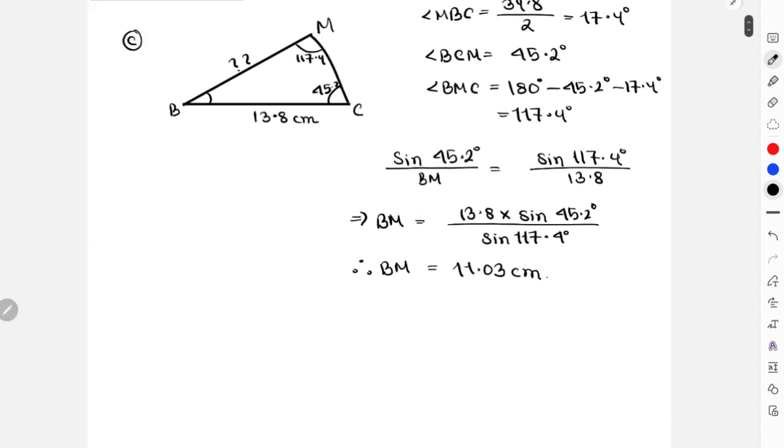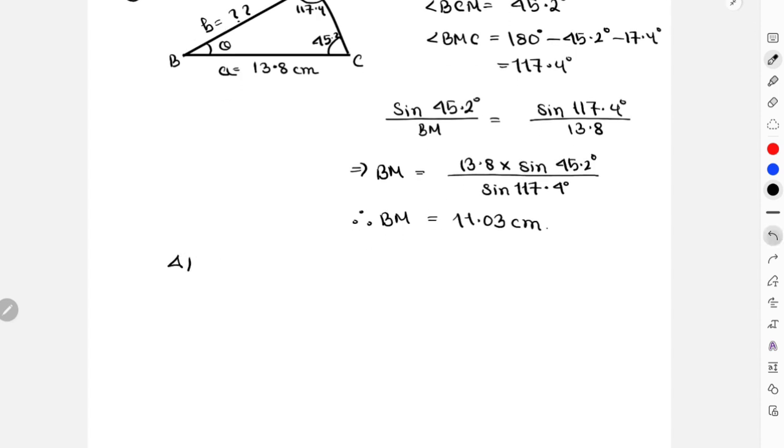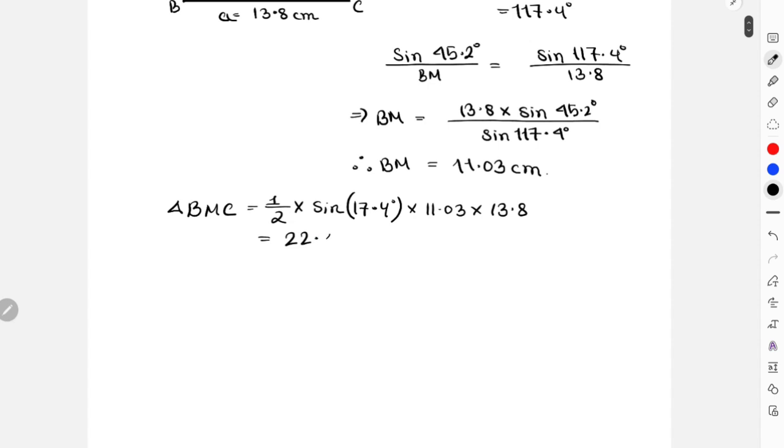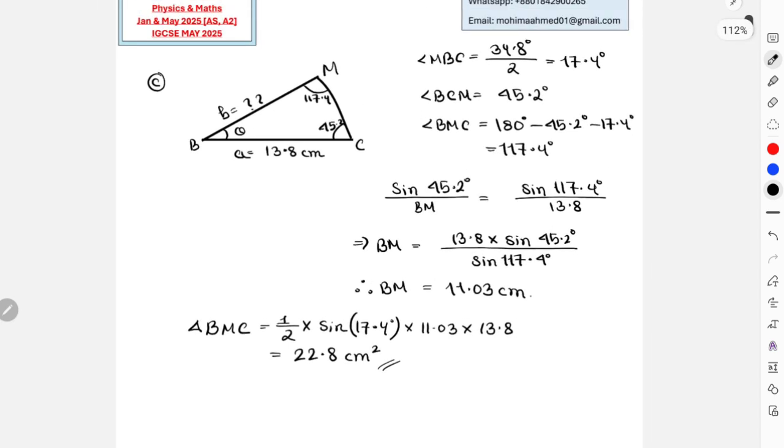Now you can use the formula half AB sine theta, because you have the value for theta, you have this value for B, you have this value for A, right? So obviously you can use the formula half AB sine theta to get the area of this triangle. So triangle, not ABC, BMC, my mistake. BMC is going to be half, sine theta, which was 17.4 over here, multiplied by 11.03 with 13.8. This one is 22.8 centimeters squared, right? That is the area for your triangle over here.